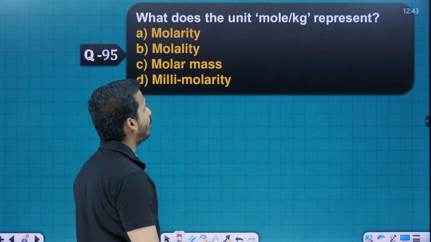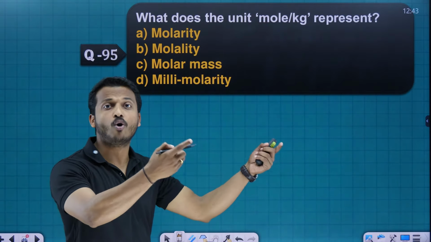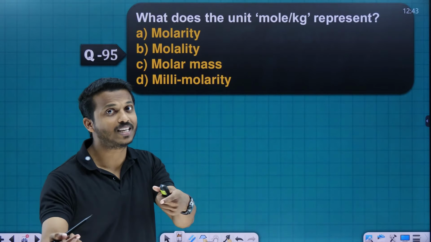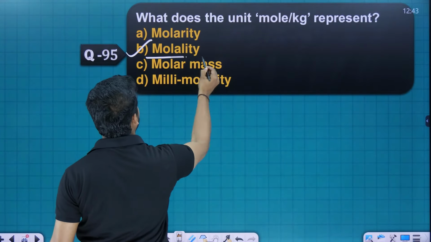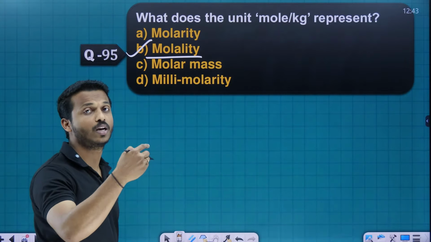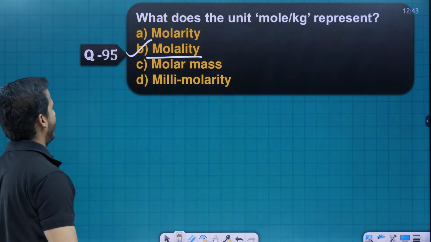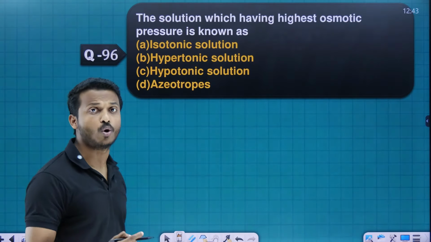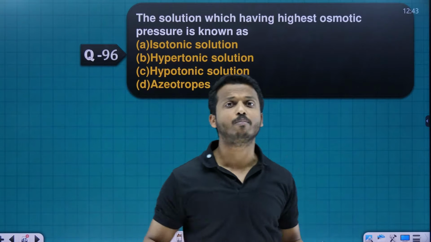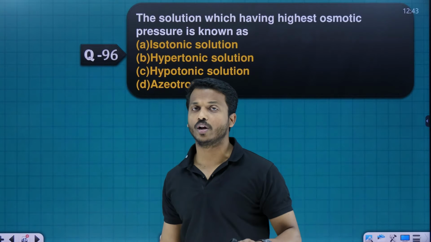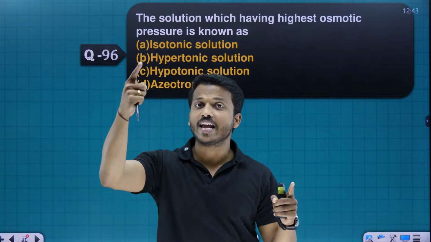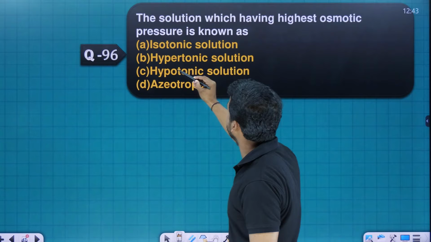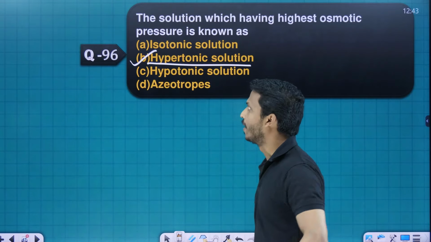What does the unit mole per kg represent? Simple question. Number of moles per weight of solvent in kilograms is called molality. What is molarity? Number of moles divided by volume of the solution in liters. If two solutions have the same osmotic pressure, they are called isotonic. If not the same, the higher one is called hyper, the lower one is called hypo. So higher osmotic pressure is a hypertonic solution.